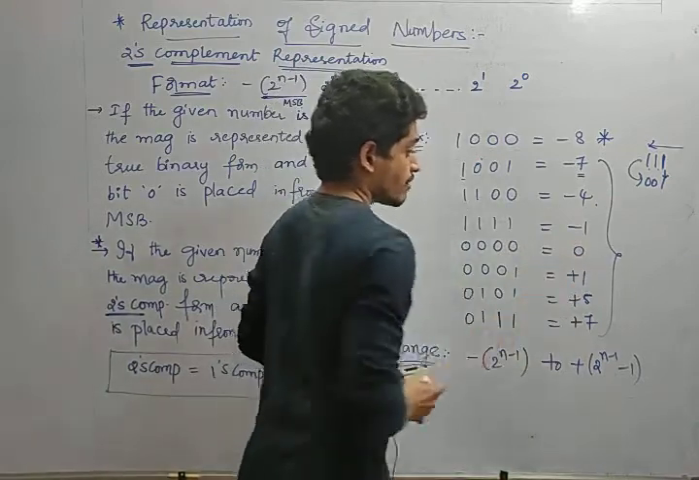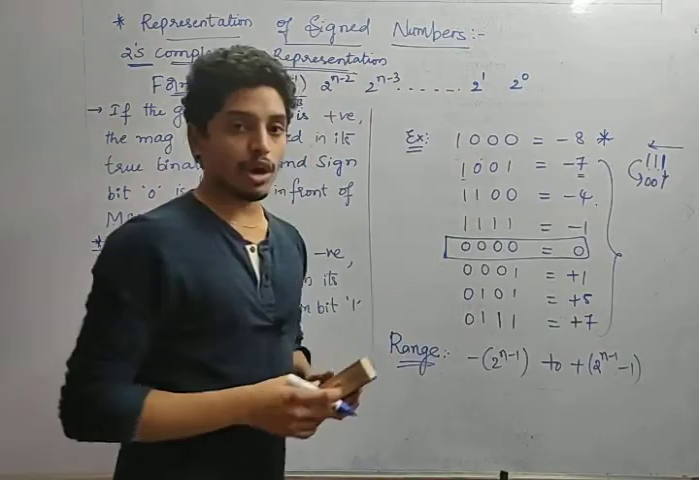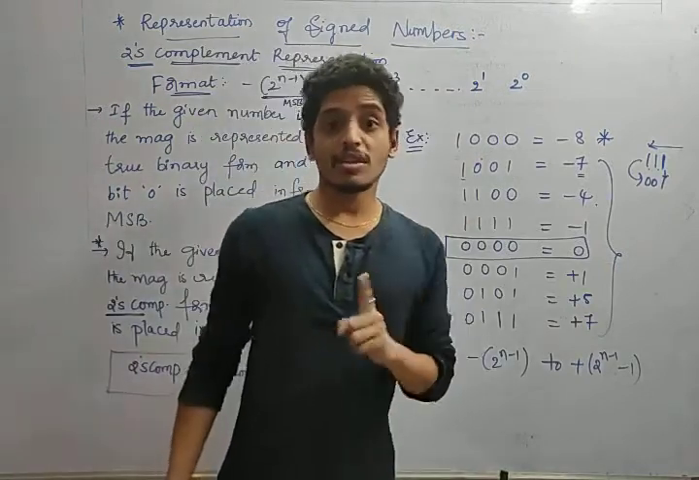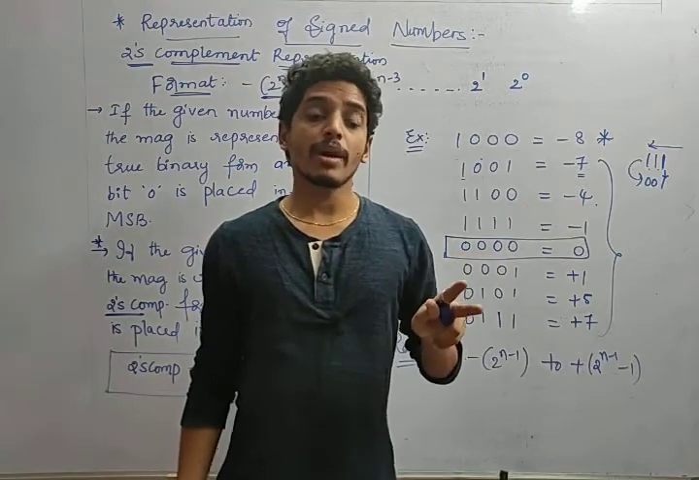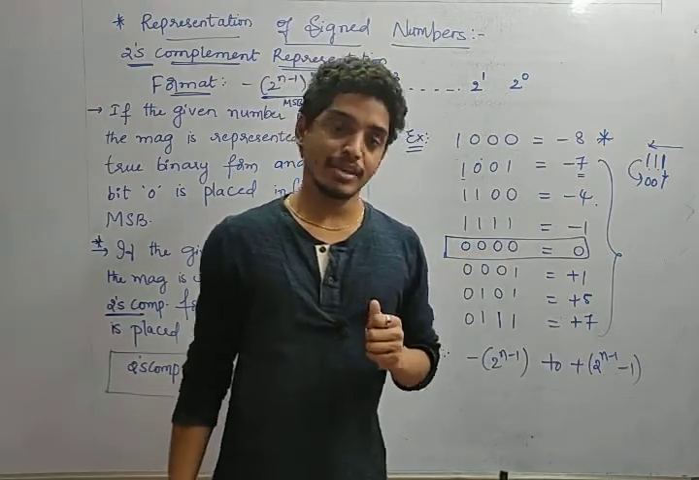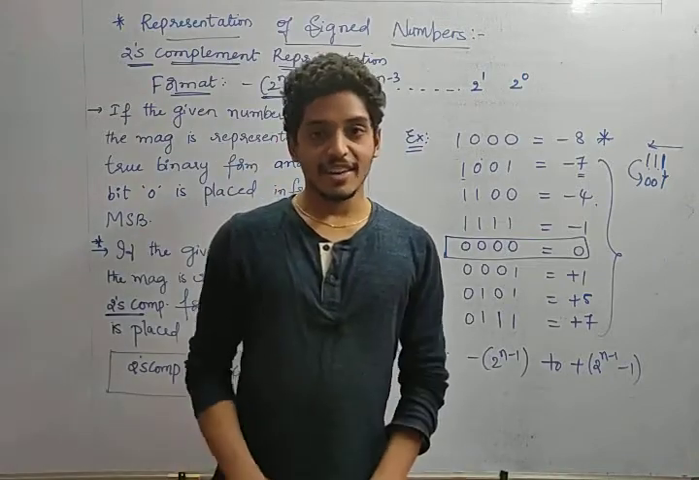Here for 0, all are zeros. This is the advantage in 2's complement, friends. In 2's complement representation, only one 0 is possible. Whereas in sign magnitude and 1's complement, there is a drawback: 2 zeros are coming, plus 0 and minus 0. Whereas in 2's complement, only one 0 is coming. Fine? I hope you understand.